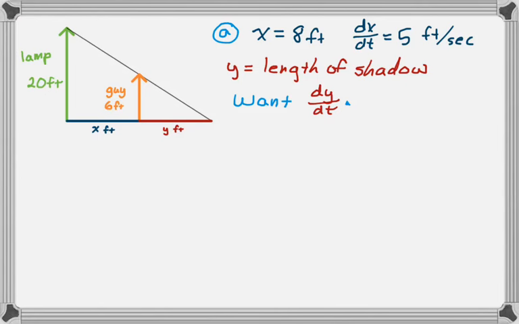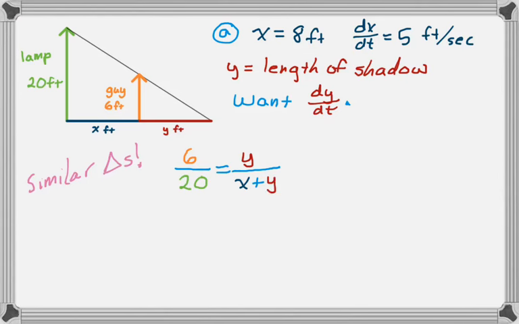So what we're going to do here is set up some similar triangles. This problem really just comes down to using similar triangles. In this particular case, I'm going to use the largest right triangle that you see, and then the smaller right triangle that involves 6 and y. So let's set that up. We get 6 over 20, the height of the smaller triangle over the height of the larger triangle. And that's going to be equal to y, which is the base of the smaller triangle, over x plus y, which is the base of the entire triangle.